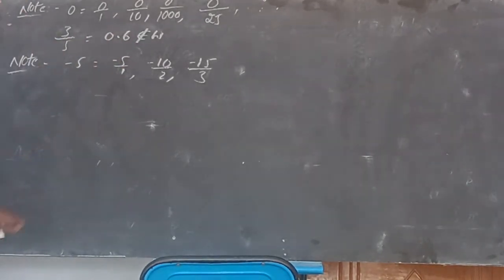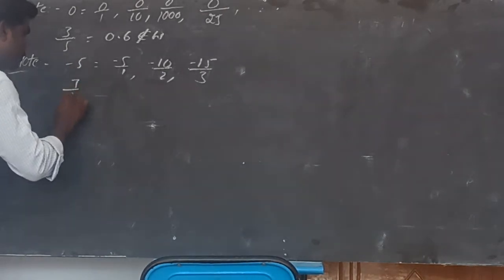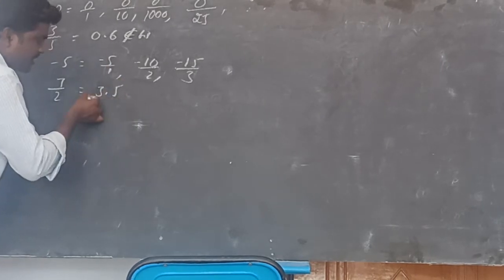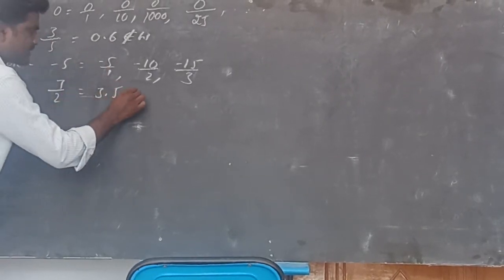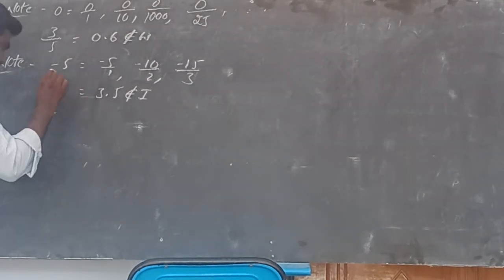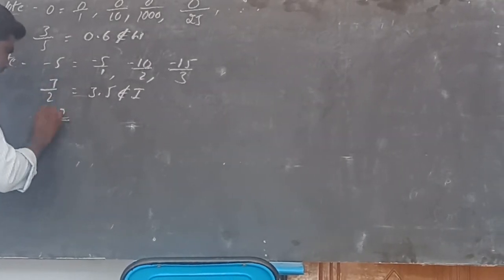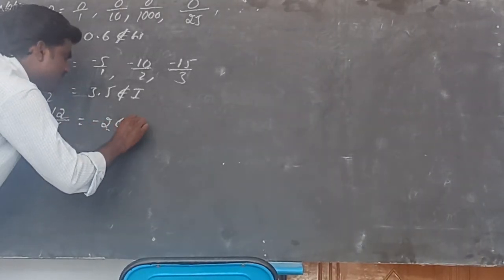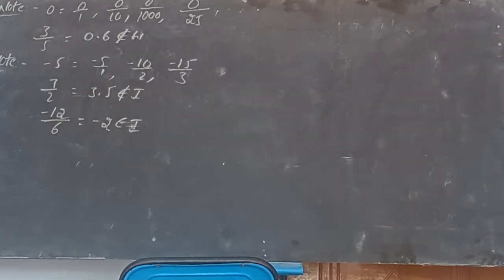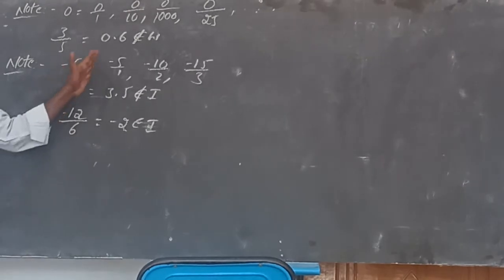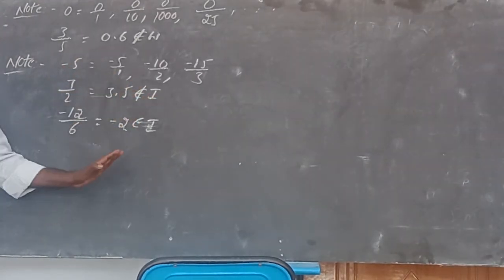So how? 7 by 2. 7 by 2 is how much? 3.5. So 3.5 is a decimal number, so it is not an integer. For example, minus 12 by 6. Minus 12 by 6 is how much? Minus 2. So minus 2 is an integer. So here what is the condition? All integers are rational numbers, but rational numbers need not be integers. Okay?